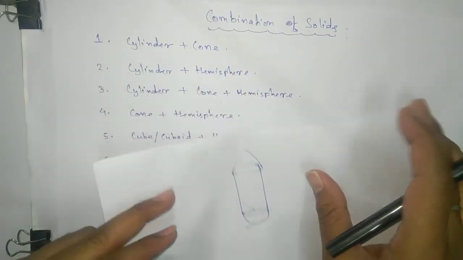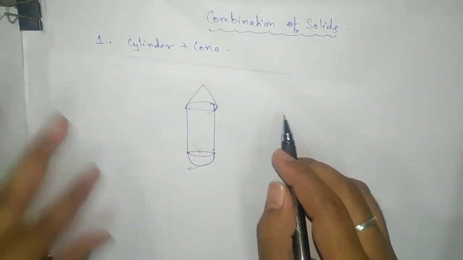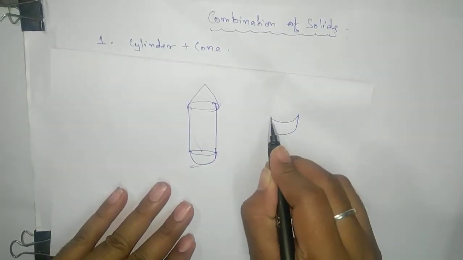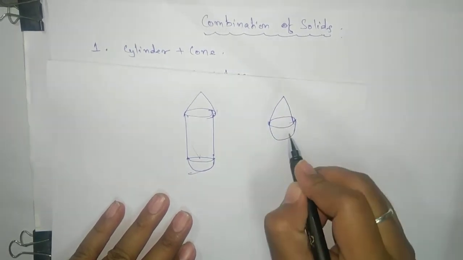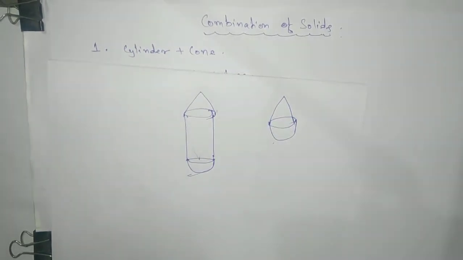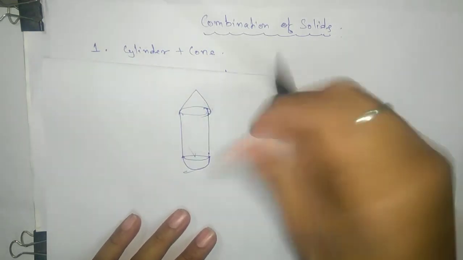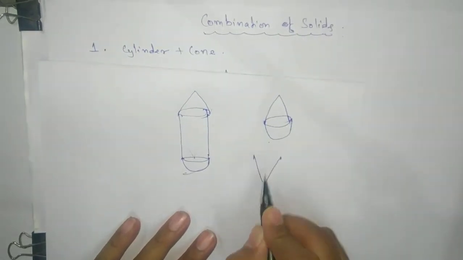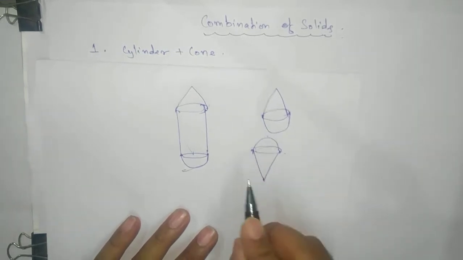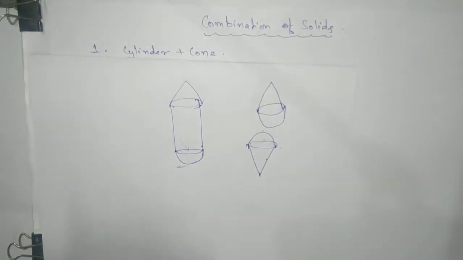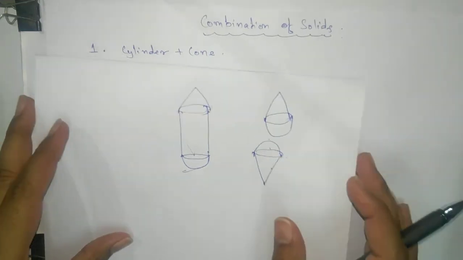The next one is cone and hemisphere. That means you take this hemisphere and draw a cone here. This is the example for hemisphere and cone. You can take it, or you can reverse it. You can see this is an example of ice cream. It's a great example. There is a cone and hemisphere mixed in these two. We'll get one example of ice cream.